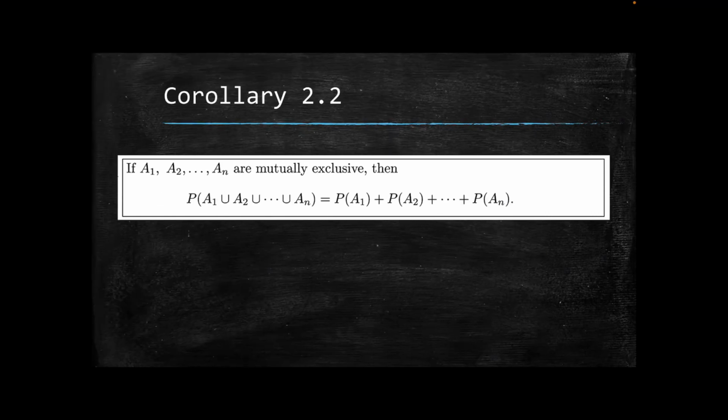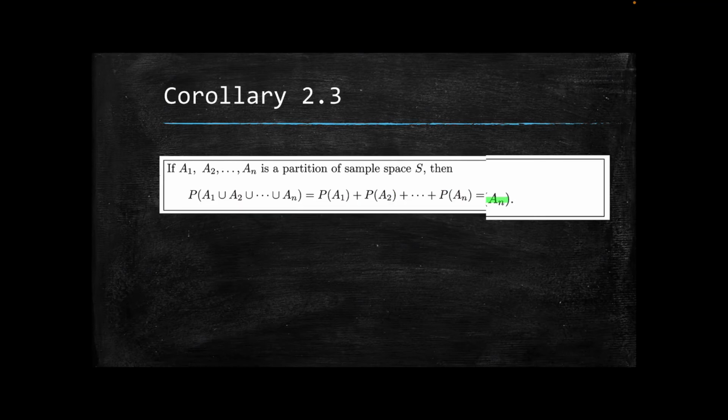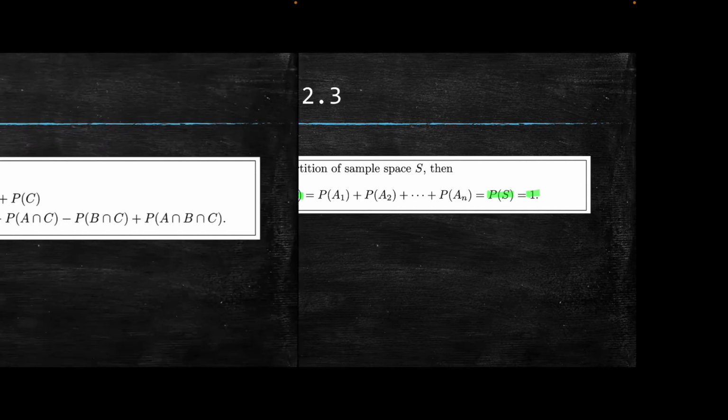Corollary 2.2 suggests the probability that at least one occurs is the sum of the probabilities of occurrence of the individual events. The third corollary simply states that the highest value of a probability, or unity, is assigned to the entire sample space, which is equal to 1. Theorem 2.7 and its three corollaries should help you to gain more insight into probability and its interpretation.